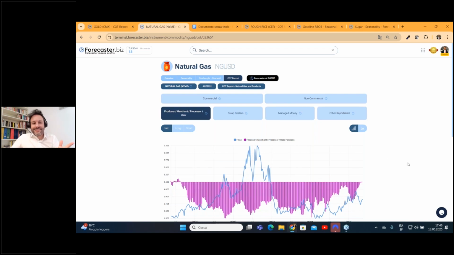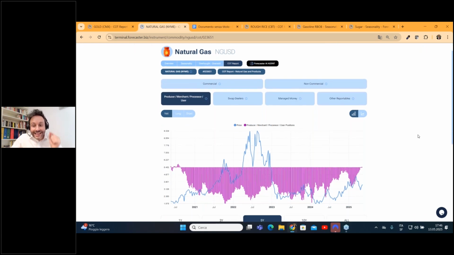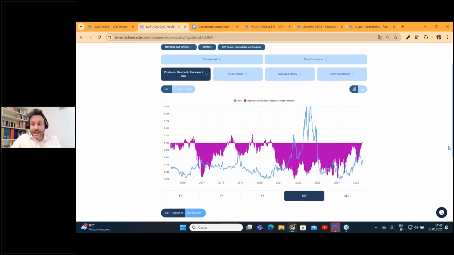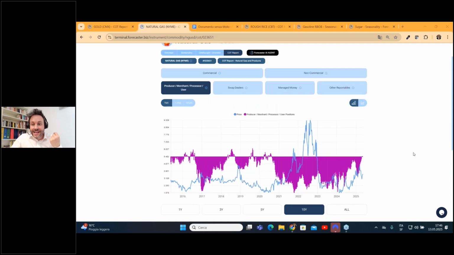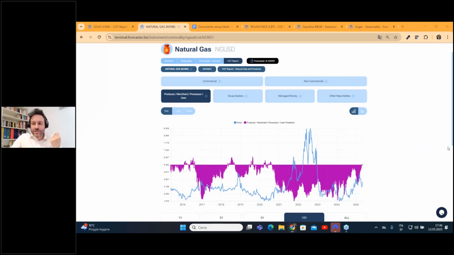But what happens? Everybody would like to make money. And this specific category of people knows everything about the price of the commodity they are selling. So sometimes something really interesting happens with the net position of these guys. Look, sometimes they see the opportunity to put themselves in a long trade. And guys, this is something that is happening right now. This is why I'm showing you the natural gas.